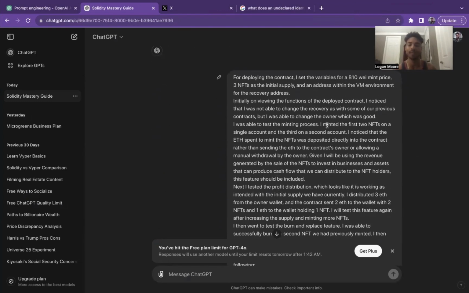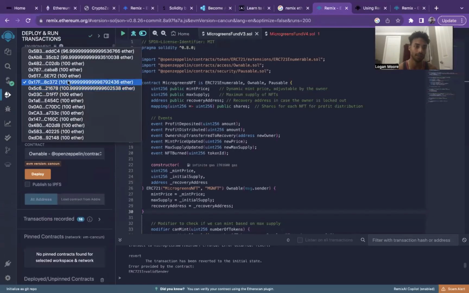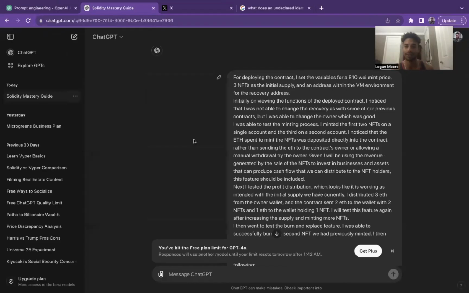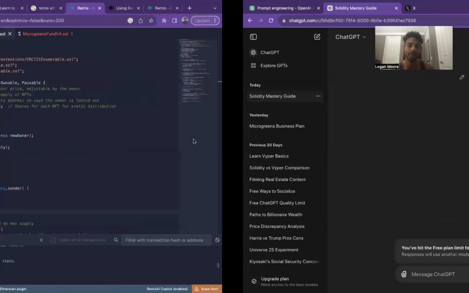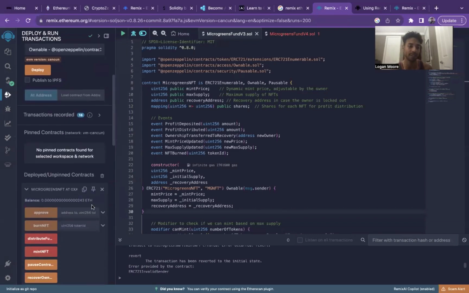So once I realized the initial stuff with the recovery address, that's cool. Move on to the first test, which was minting. We minted two NFTs to one wallet, which was this wallet up here, and then we minted one NFT to the wallet below it. Everything seemed to work fine, but I did notice that the Ethereum that was paid for minting the NFTs was deposited into the contract and wasn't sent directly to the owner address.